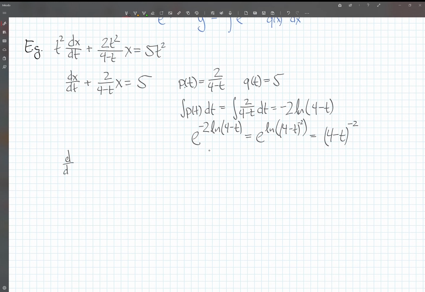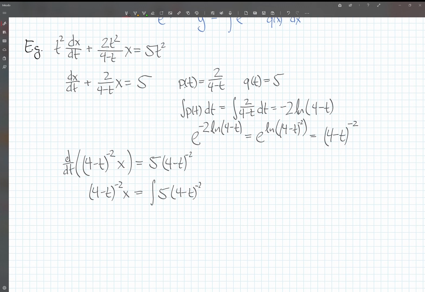So we'll end up with the product on the left and the integral on the right. Okay, so that means that 4 minus t to the minus 2 times x is whatever the integral of 5 times 4 minus t to the minus 2 dt is. Working that integral out, you get 5 over 4 minus t plus c. And now that plus c is important, right? When you compute the integrating factor, you don't need a constant of integration. That's because for the integrating factor, any old function will work, right? It doesn't actually really matter which integrating factor you pick. You just need some function that lets you use the product rule.